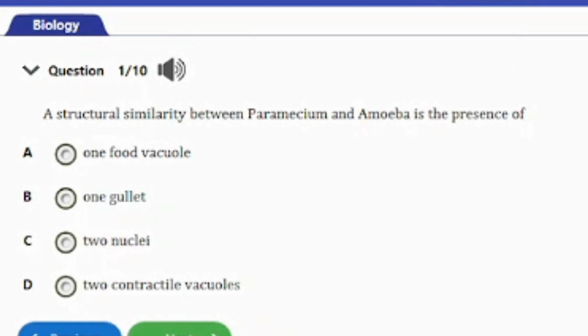It says, a structural similarity between paramecium and amoeba is the presence of A, one food vacuole, B, one gullet, C, two nuclei, D, two contractile vacuole. So guys, the answer to this question is option A, and that's one food vacuole. Let's go ahead and consider the next question.